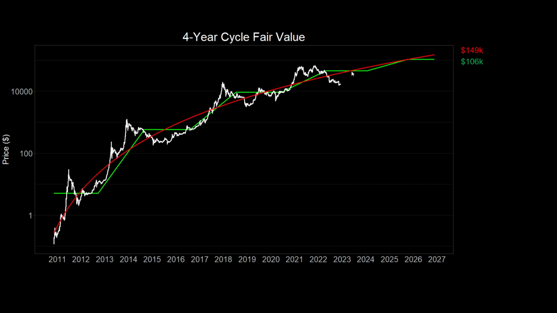Now, the thing I think is interesting when you compare these two directly against each other is that you can see that this 4-year cycle model is actually a little bit more pessimistic about Bitcoin's price growth going from here than the logarithmic curve is. You notice that when you look at it back here, you get the green line dancing above, then below, then above, then below this red line, the logarithmic curve model.